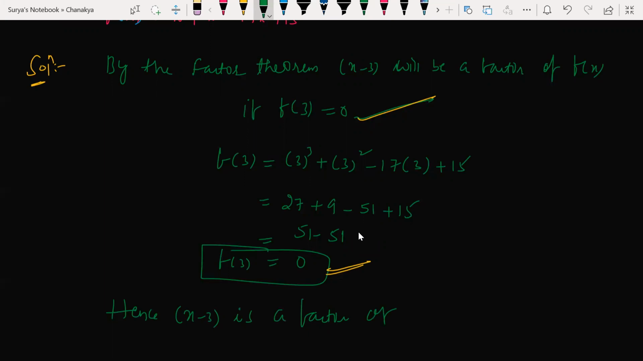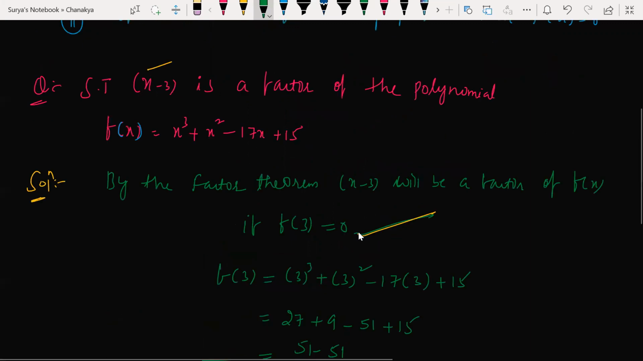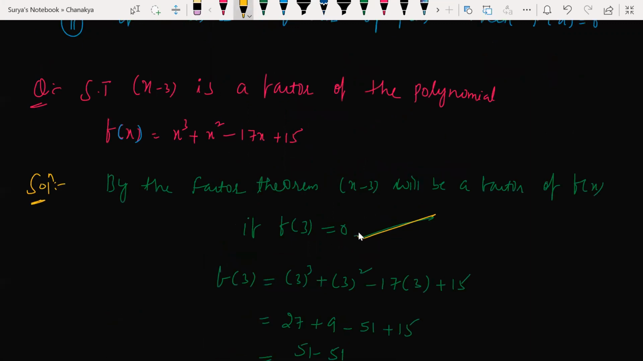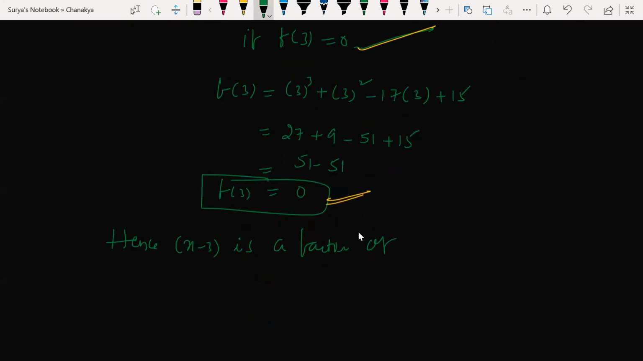But we are using the factor theorem. How can you prove that? The factor theorem says that if p of that particular variable is equal to 0, it means it is a factor. In the remainder theorem, you have to substitute it. So x minus 3 is a factor of the given polynomial f of x. Getting my point, children?